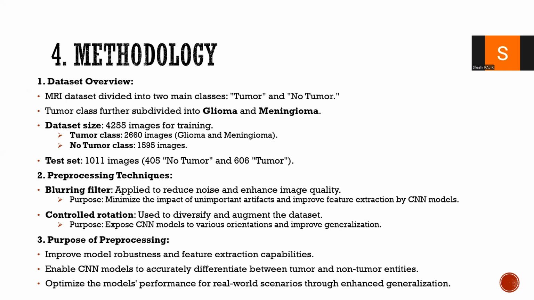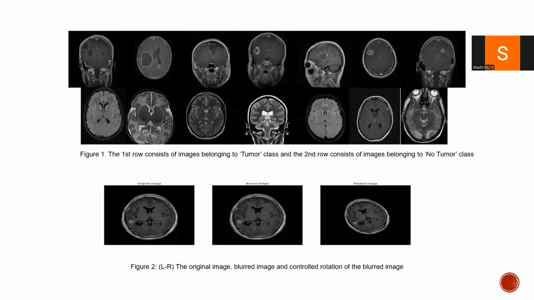Controlled rotation is used to diversify and augment the datasets. The purpose of this is to expose convolutional neural network models to various orientations and improve generalization. The purpose of pre-processing is to improve model robustness and feature extraction capabilities, enable convolutional neural network models to accurately differentiate between tumor and non-tumor entities, and optimize the model's performance for real-world scenarios through enhanced generalization.